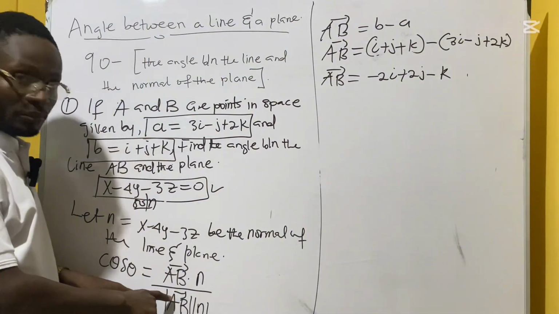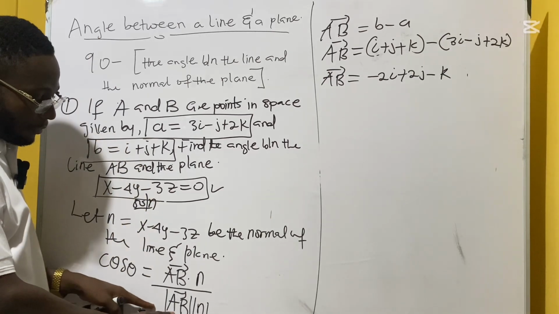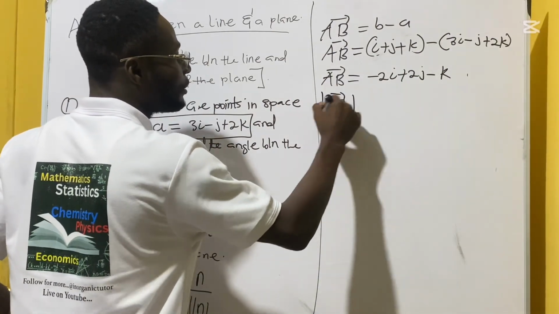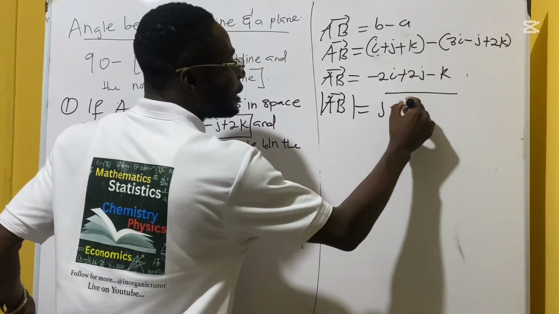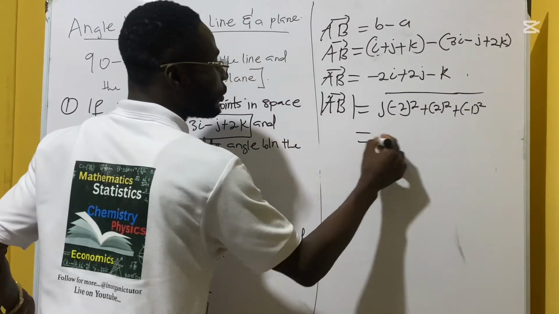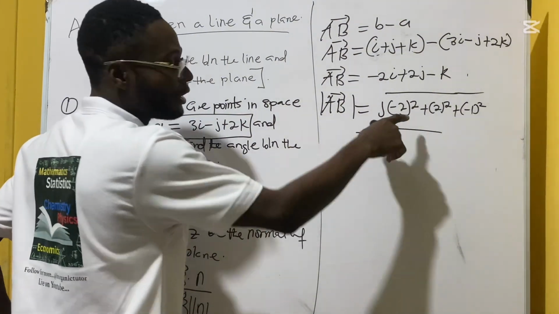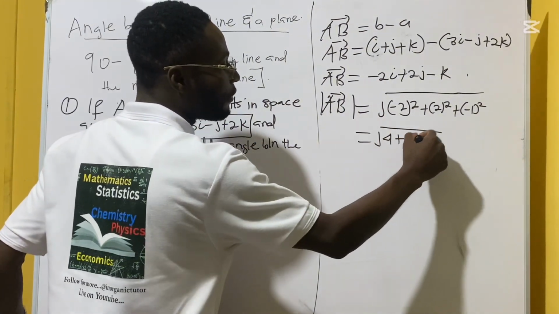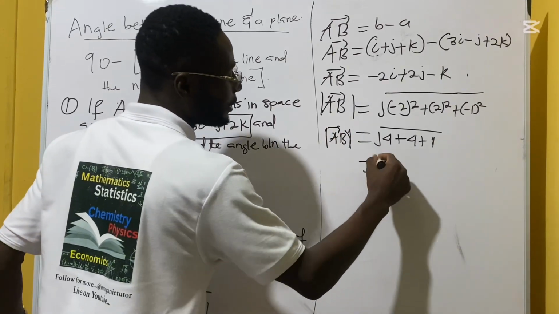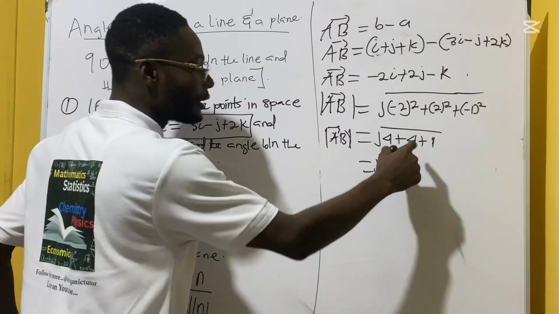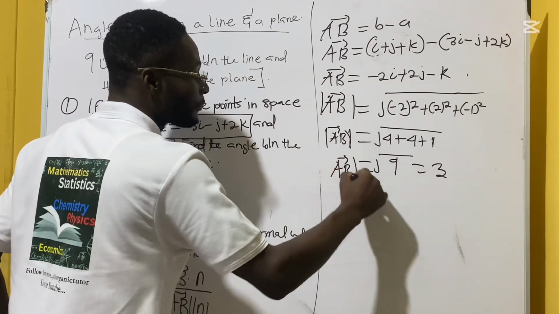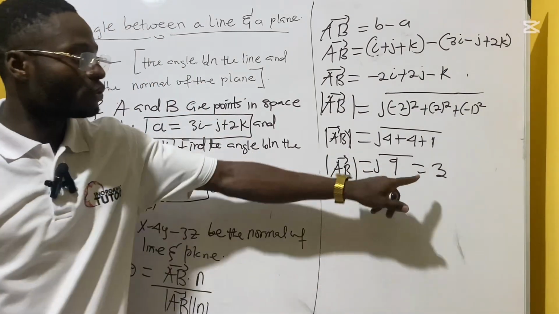So looking at the formula, we need the magnitude of position vector AB. So the magnitude of position vector AB will be equal to the square root of minus 2 squared plus 2 squared plus negative 1 squared. So that is equal to negative 2 squared is 4, plus 2 squared 4, plus 1 squared 1. So that is going to give us 4 plus 4, that is 8, plus 1, that is 9. So that is basically 3. So we have the magnitude of the position vector AB to be 3.